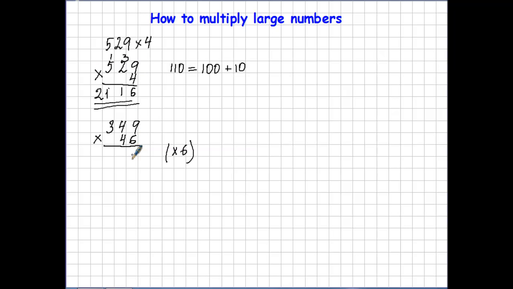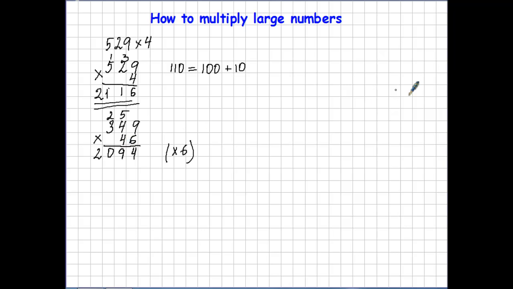9 times 6 is 54. 54 is 5 tens and 4 units. So let's leave 4 units here and let's take 5 tens to the tens place. 4 tens by 6 is 24 tens. 24 plus 5 is 29. So I'm writing 9 here in the same way as we did with 36. So I leave 9 here and I take 2 to the hundreds place. 3 times 6 is 18 plus 2 is 20. So let's write 20 here. Now we finished multiplying by 6.